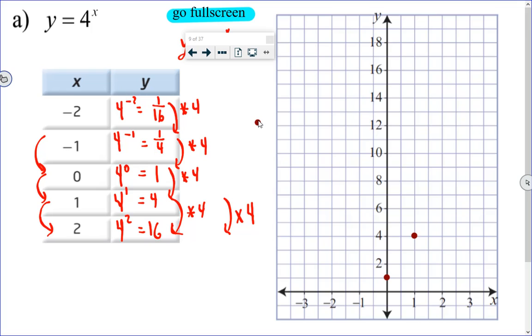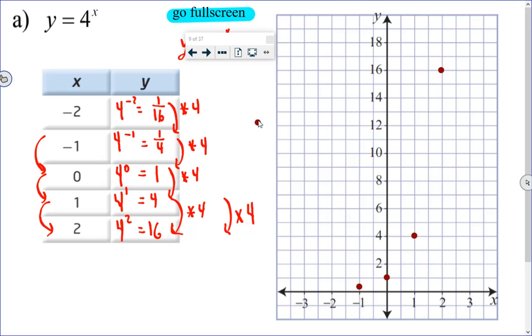Okay. So now when we go over another 1, y, which was 4, gets multiplied by 4, which gives us 16. When we go back 1, y was 1, it gets divided by 4, so it becomes a quarter. And I'm not going to try to graph (-2, 1/16). But I want you to understand something that's fairly important with exponential functions.